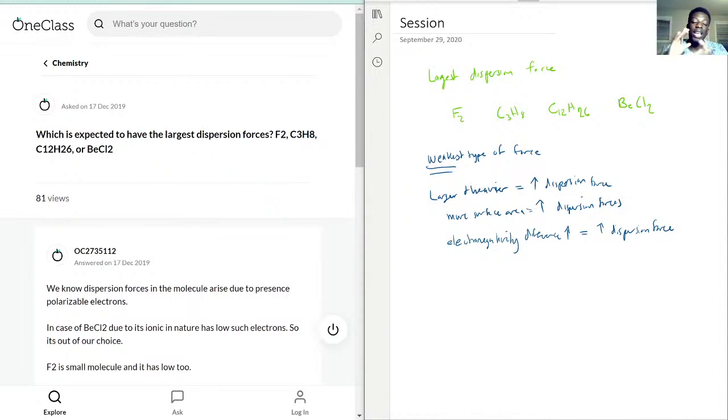But remember that this has a limit, where if it's too high electronegativity, this one becomes more of a dipole, no longer a dispersion force type of bond. Dipole.